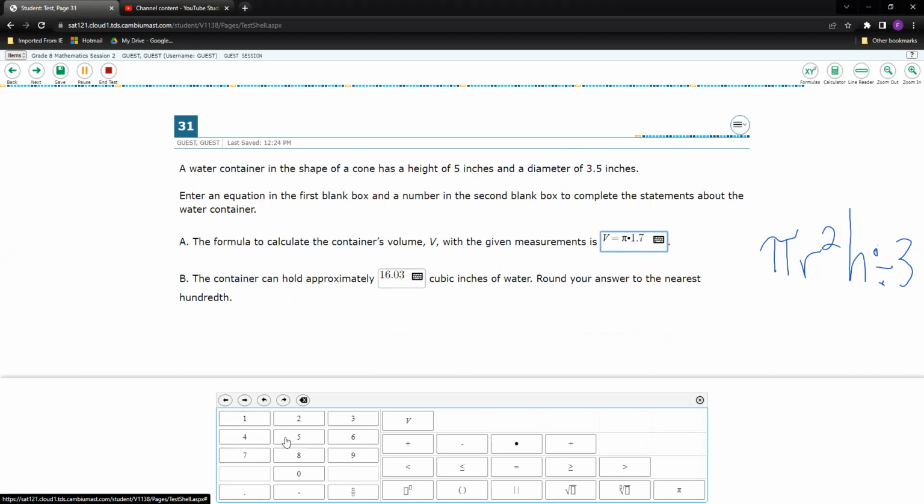1.75 times 1.75. So that's pi times the radius squared, times the height 5, divided by 3. And that's all she wrote.